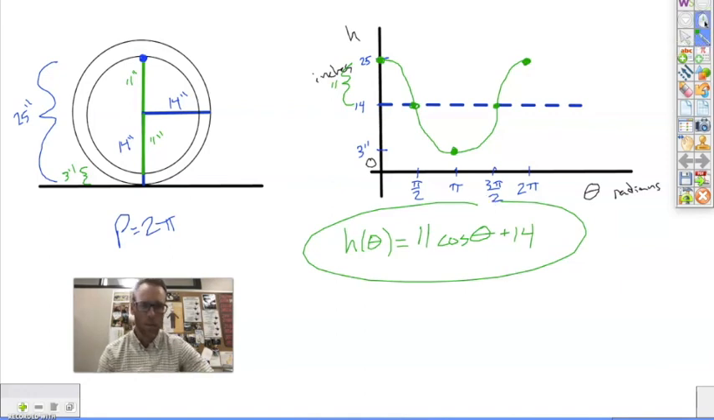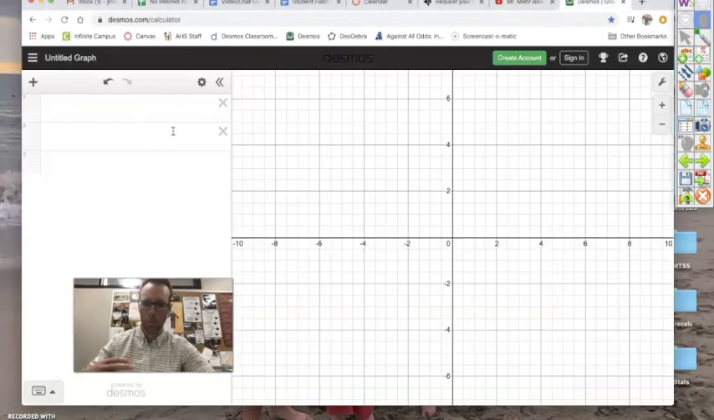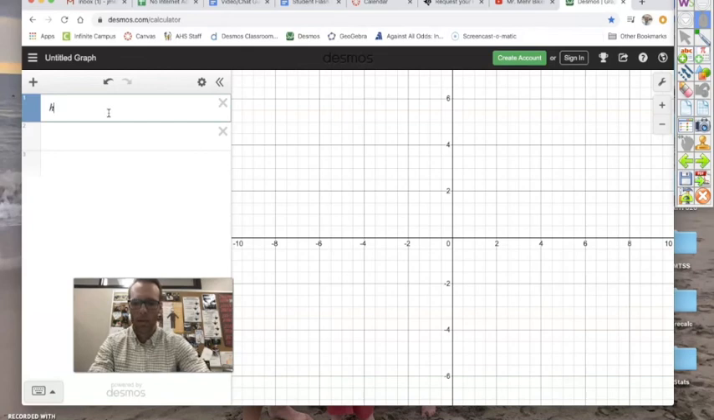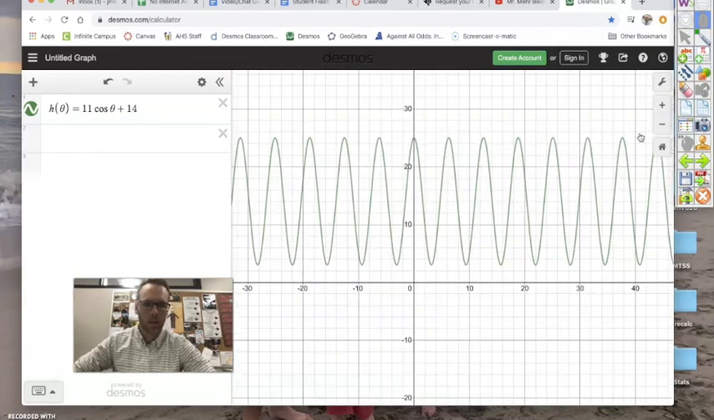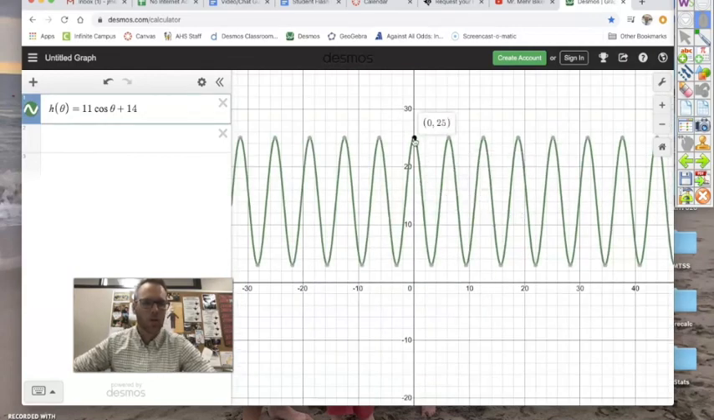Let's head over to Desmos and let's just graph that. I'm going to do h of theta, and we're going to type in 11 cosine of theta plus 14. Let's zoom out here. So it starts at angle 0 with a height of 25. It's back there at 2 pi radians later. So that's going to wrap up this video. Please go on to the next one to continue our bicycle problem here.